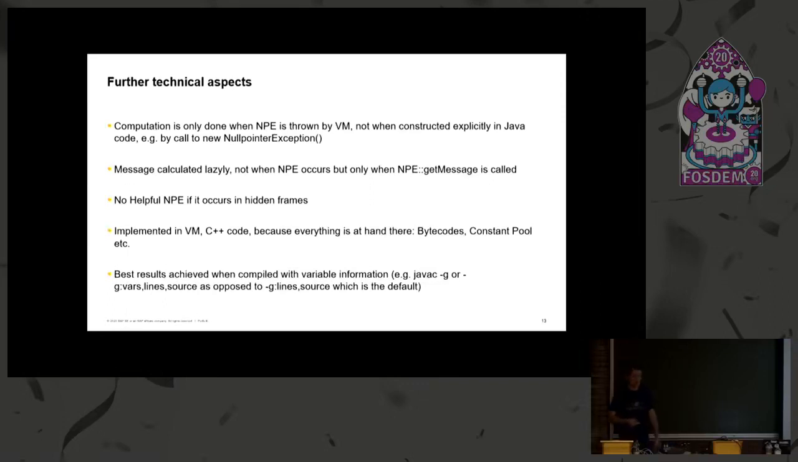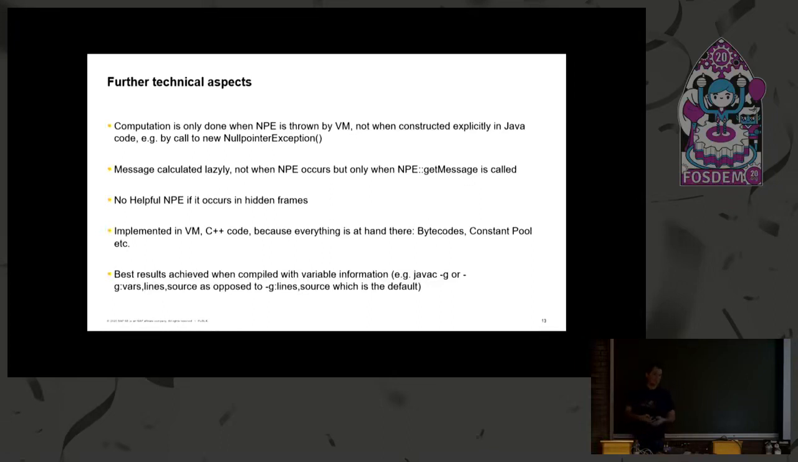Then there's something like hidden frames. For instance, when you have lambdas, there are some frames put in by javac and the VM. So those stack frames are tagged hidden. So if we hit a null pointer exception there, then we would not generate a message because it's probably not so meaningful to people looking at the exception.